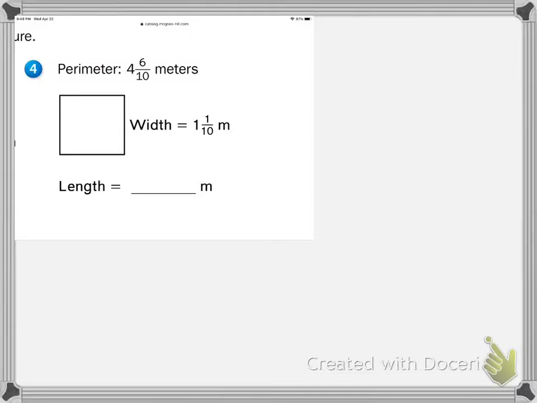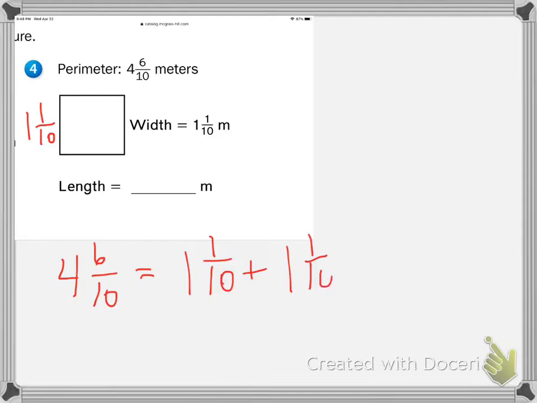All right, hopefully you had a good shot at this. Let's go ahead and look at the answer. So we know the perimeter is 4 6/10. And so we need to figure out what the length is. So 1 1/10 is the width on the right, which means 1 1/10 is also going to be the width on the left. So 1 1/10 plus 1 1/10 plus your length gives you that perimeter of 4 6/10.